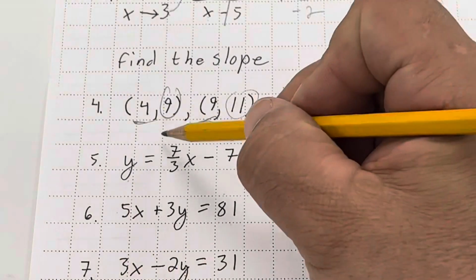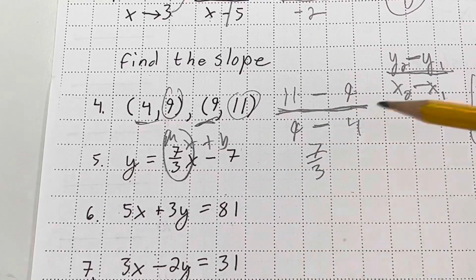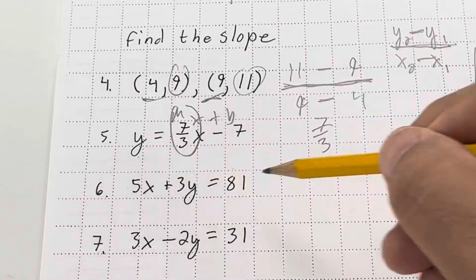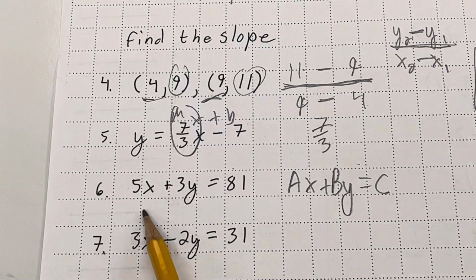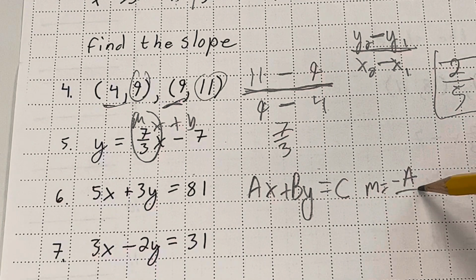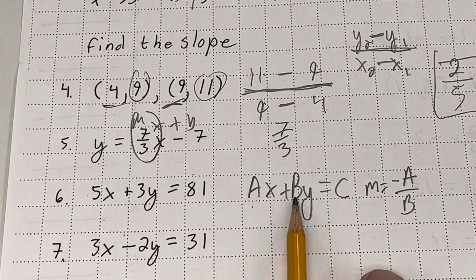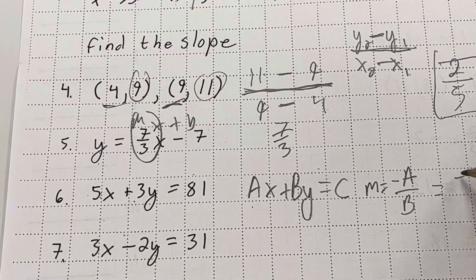This is the slope y equals mx plus b, so my slope is just going to be 7/3. Now if it's in the format of ax plus by equals c, which is called standard form, the slope is just going to equal the opposite of a over b. So the opposite of 5, that would be -5 over 3. And it's that quick.